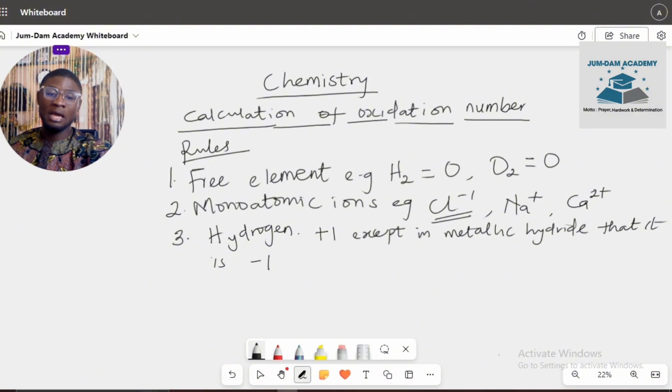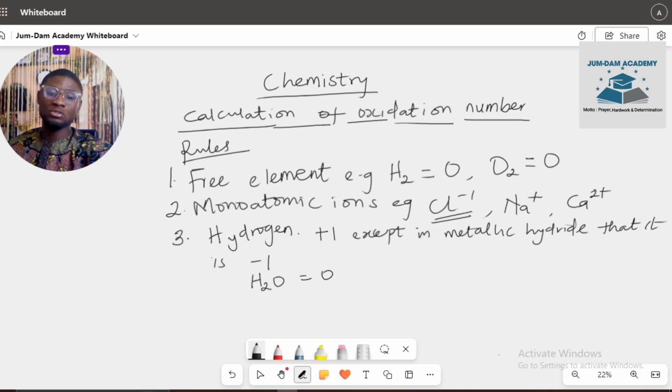Now let us see examples of both cases. Hydrogen, let's say in H2O. When we look at H2O, we should be able to tell the oxidation number of hydrogen, because the oxidation number of all the elements in a particular compound, or let me say in a neutral compound, I was still going to mention this, is equal to 0. So this is equal to 0.